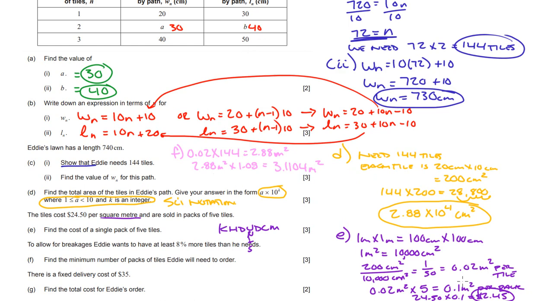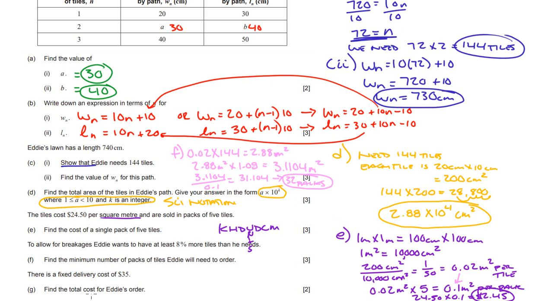Each pack, if you'll remember, is 0.1 square meters. So we got to take 3.1104 divided by 0.1. Sorry, let's rewrite that so you can actually read that. That's a little better. 3.1104 divided by 0.1 gives us, basically just going to move the decimal over 1, 31.104, which means we need to have 32 packs, right? And so let's see, was that what we're asking for? Find the minimum number of packs of tiles Eddie will need to order. So we need 32 packs, okay?